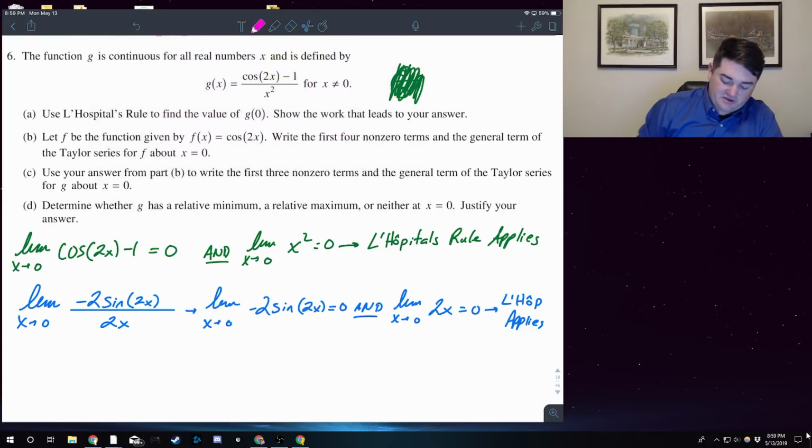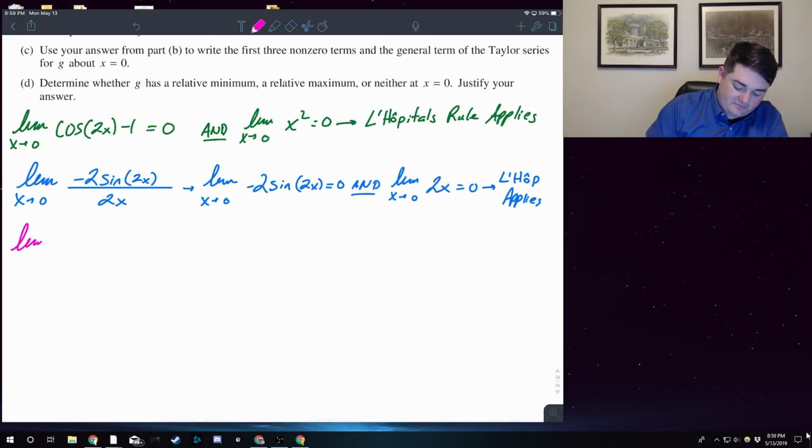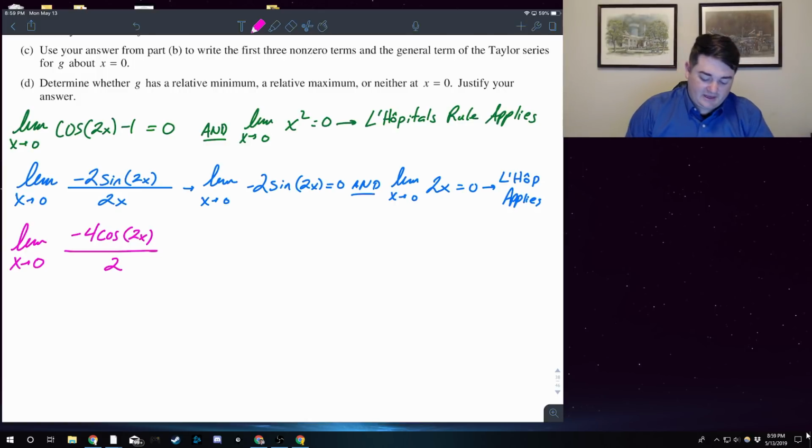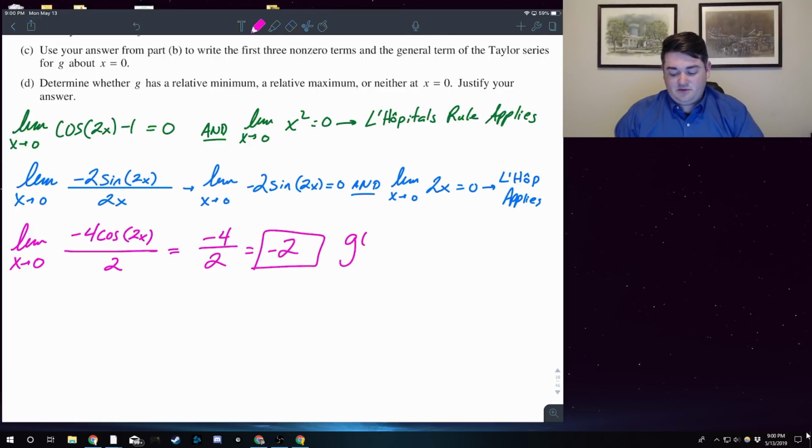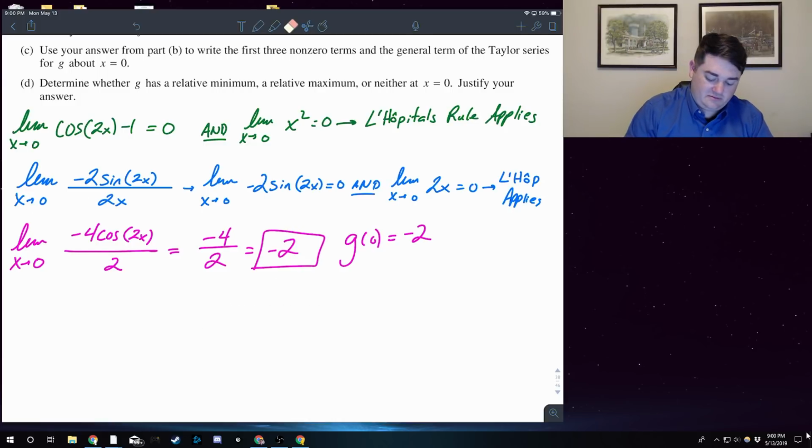And the fun continues. Got the limit. This is part A. Wow, this is a big part A. Limit as x approaches 0 of, the derivative of negative 2 sine 2x would be negative 4 cosine 2x over 2. And when I go to plug in 0 now, I get negative 4 times cosine of 0. So negative 4 times 1 is negative 4 over 2 is negative 2. So g of 0 equals negative 2.